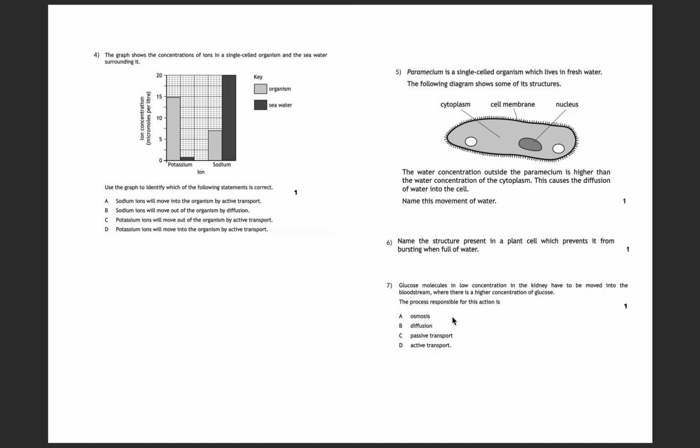Moving on to question 7. Glucose molecules in low concentration in the kidney have to be moved into the bloodstream, whereas a higher concentration, they're moving from low to high concentration. Is it to do with water? No, it's not. It's not osmosis. Is it to do with diffusion? It's going from a low to high.